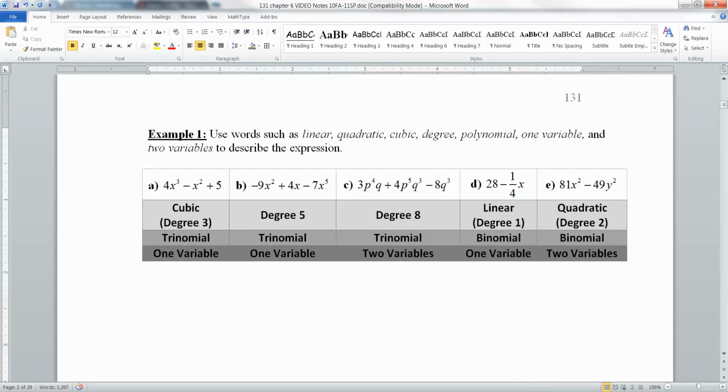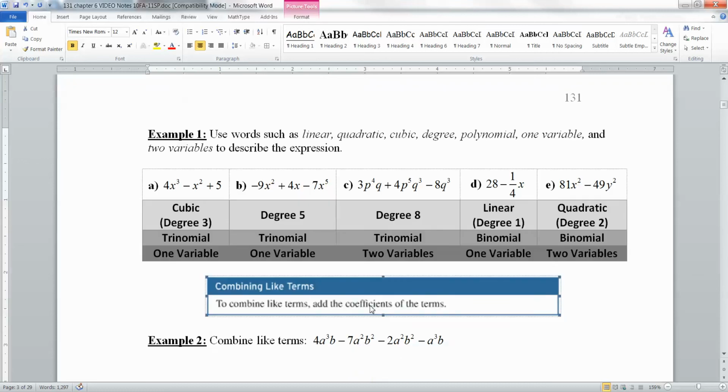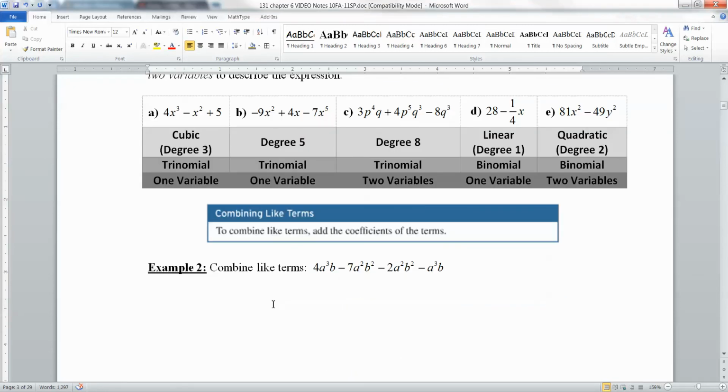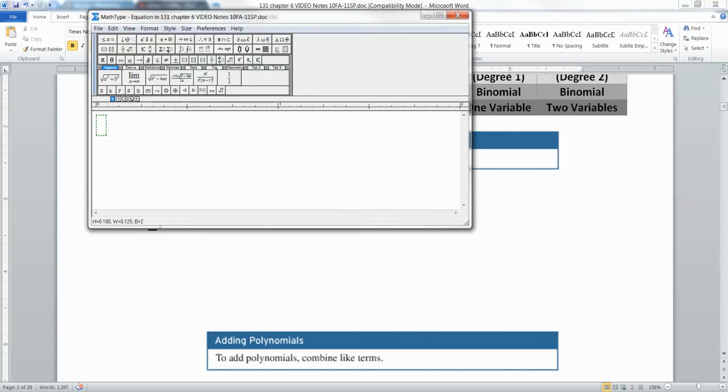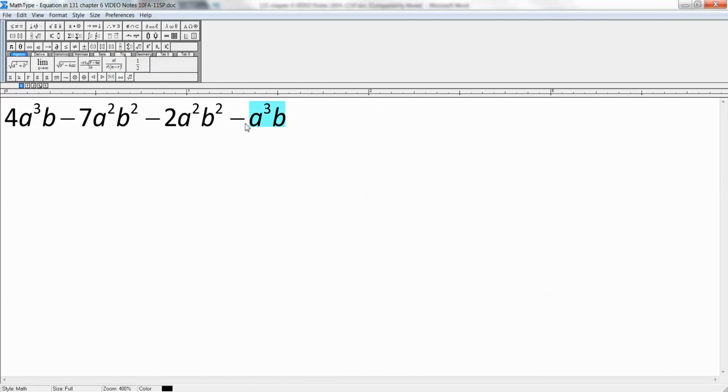All right, we're done with that. Now let's do some combining of like terms. Like terms means they have everything the same except for their coefficients. Then all you do is add the coefficients of the terms. So let's look here. We've got 4a cubed b, hold on, let me type it up. There it is. You want to look for where they're like terms, with the same letters to the same powers.